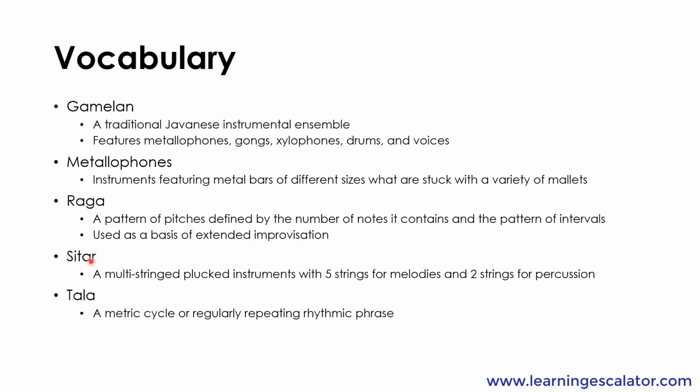The sitar is a multi-stringed, plucked instrument with 5 strings for melodies and 2 strings for percussion, and the tala is a metric cycle or regularly repeating rhythmic phrase.